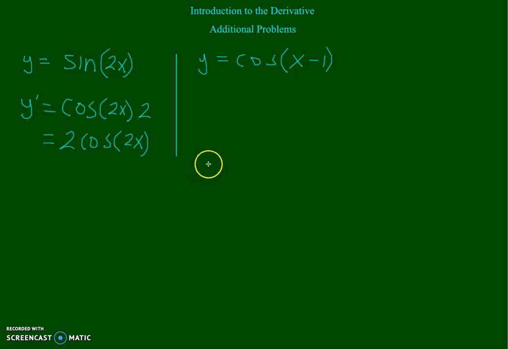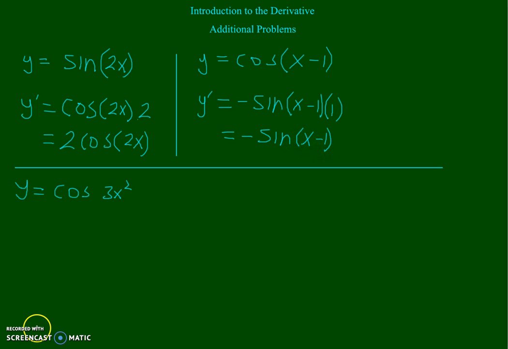Let's try another one that's similar. So here we have y equals cos of x minus 1. So here y prime equals, the derivative of cosine is negative sine times, with the inside piece intact, times the derivative of the inside piece. Well, the derivative of the inside piece is simply 1. So this equals negative sine x minus 1.